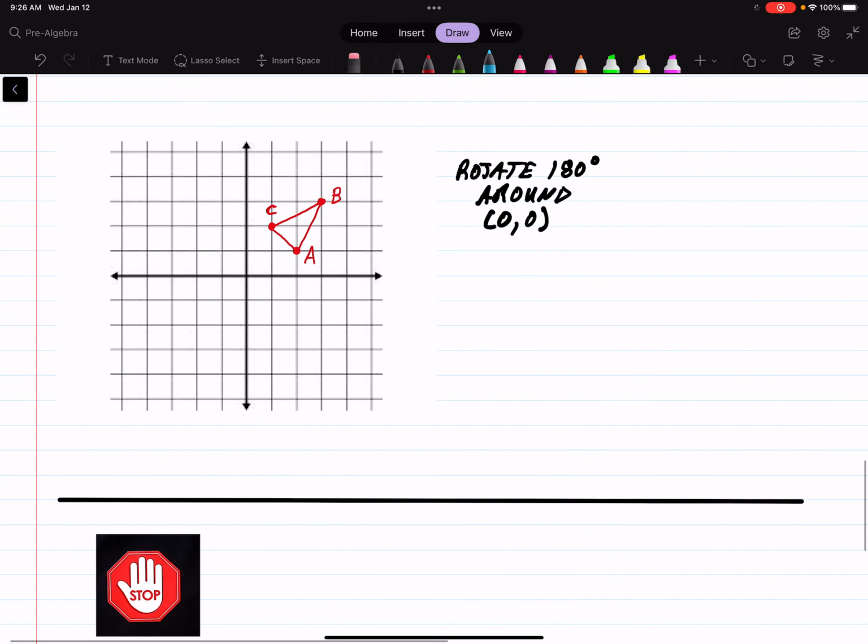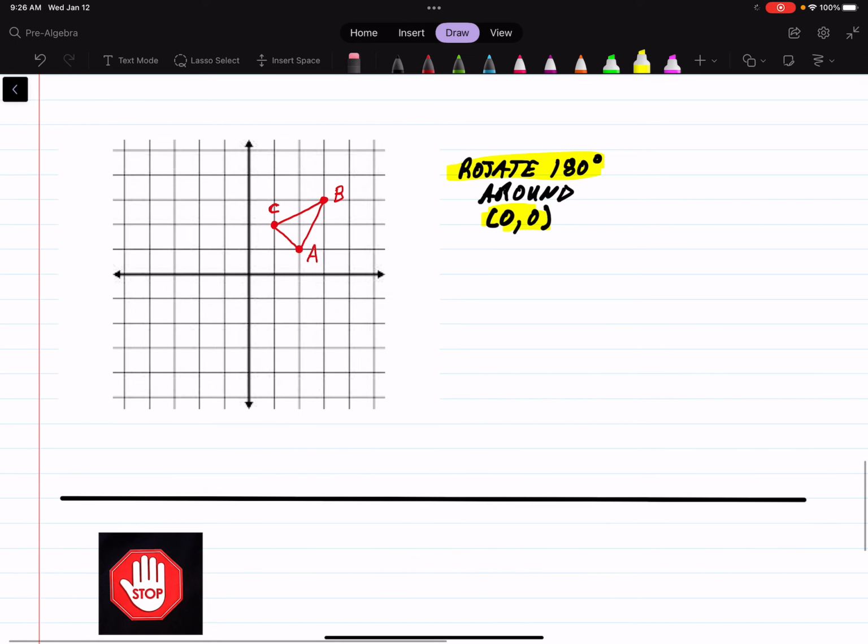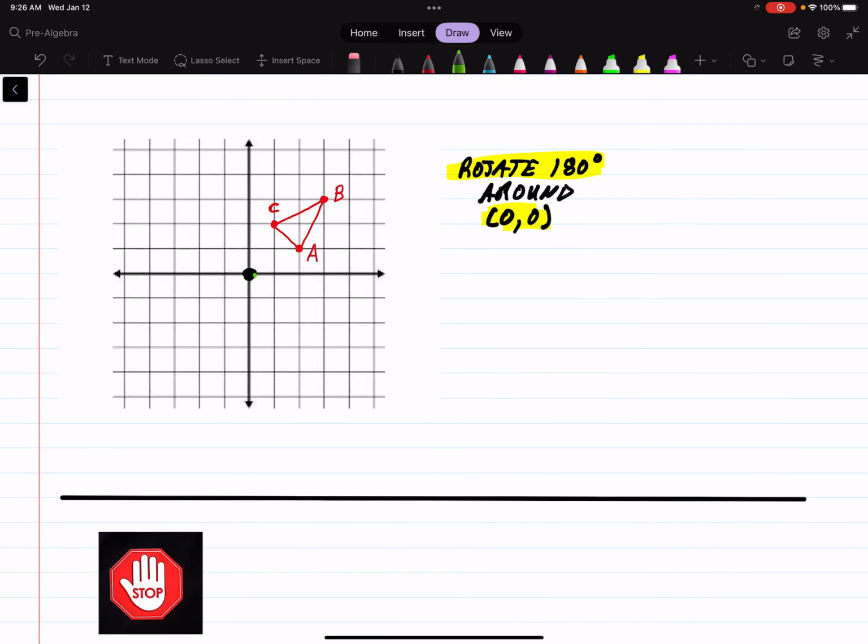Now let's take a look at a rotation. We want to rotate 180 degrees, okay, around the point 0, 0. So where is the point 0, 0? That's the origin. It's right there in the middle. First thing I'm going to do, I'm going to use a green color here, and I'm going to look at point A. I come out over 2 and up 1.